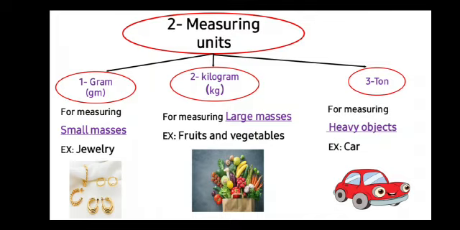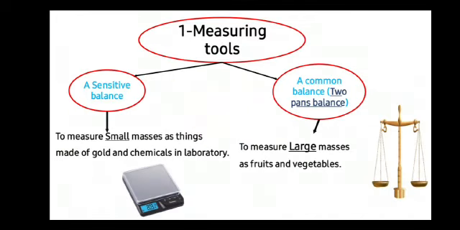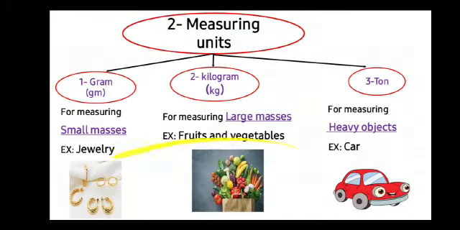So we have two measuring tools, common balance and sensitive balance, and three measuring units of mass, which are gram, kilogram, and ton. The difference between units and tools is that I can hold and touch the tools, but I can't hold or touch a gram or a kilogram. I can't touch units.